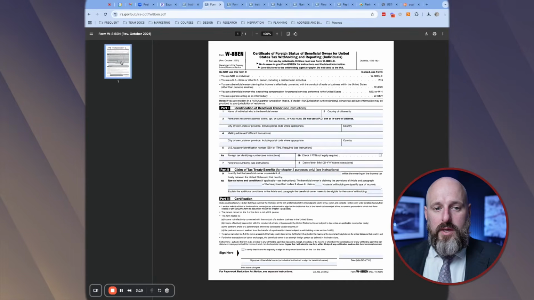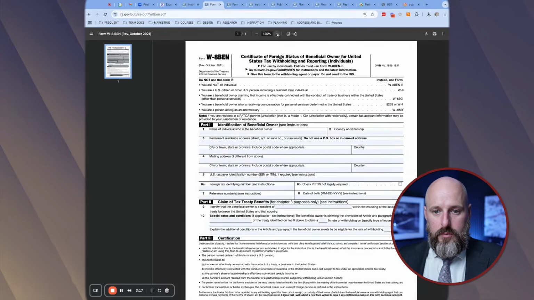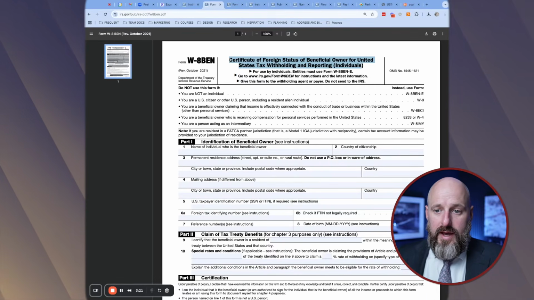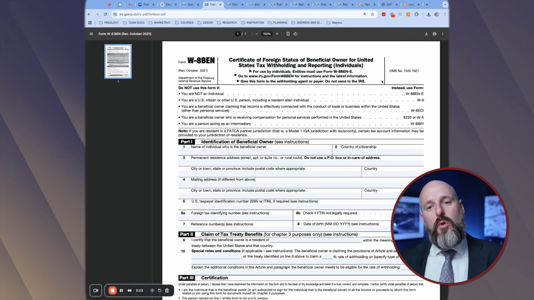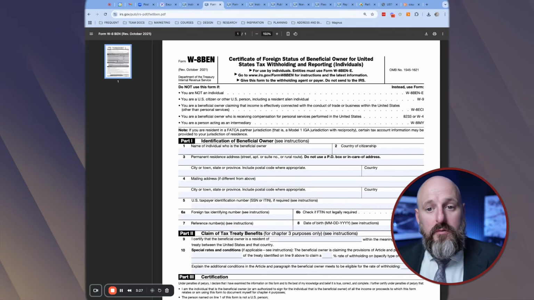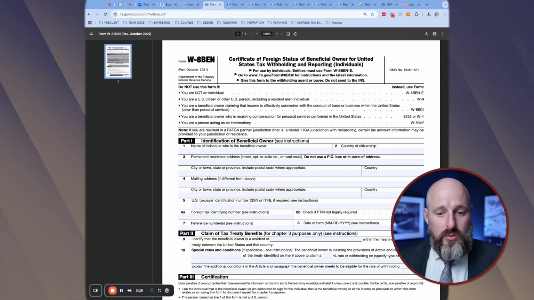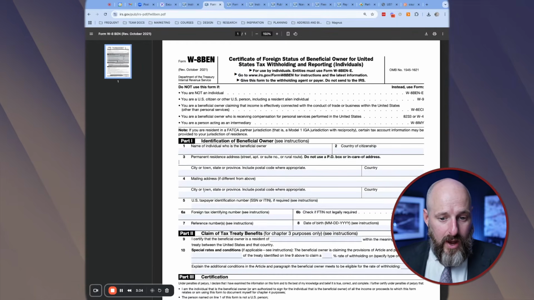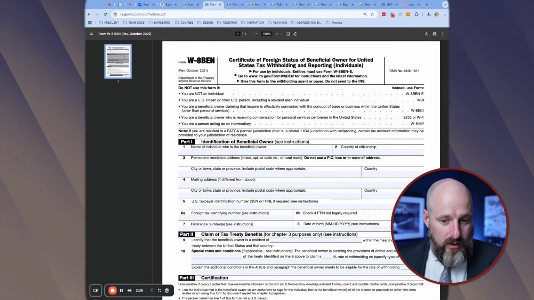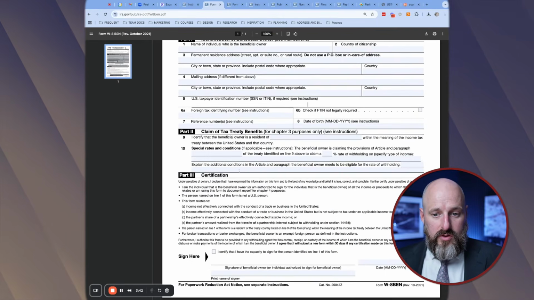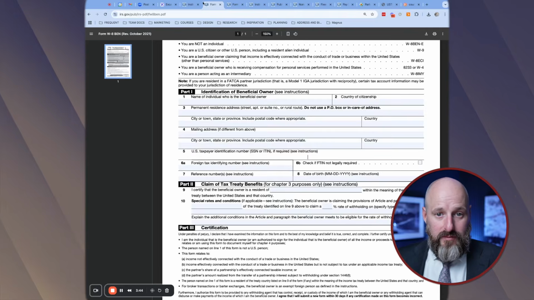So the W-8BEN, as you can see on here, let's zoom in a little bit. This is a certificate of foreign status of beneficial owner. So these are most often required when there's a payment subject to withholding, but a payment of services is not subject to withholding. And on this form, to fill it out, you need to put your name, your country of citizenship, your address, and that generally in that country is great. A mailing address if you have one in the U.S. If you have a tax number on here, you can put it on, but if you don't have it, you can check the instructions. Let's see, line 5, if required.